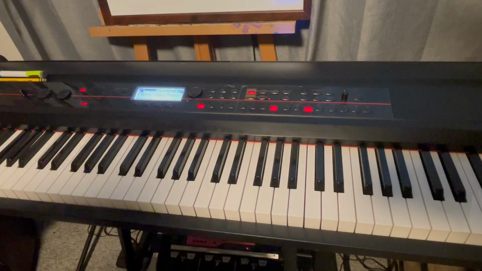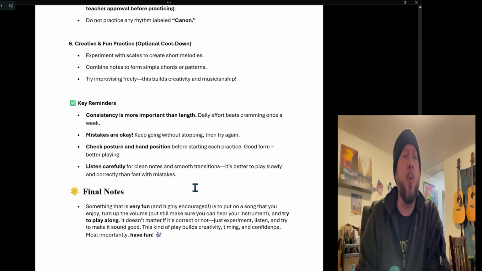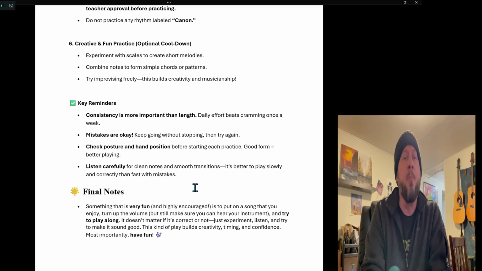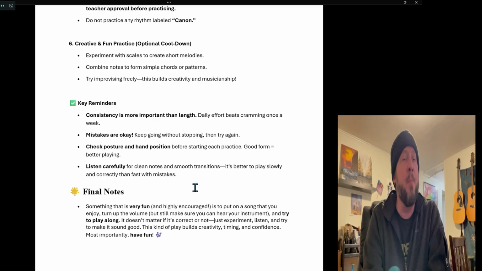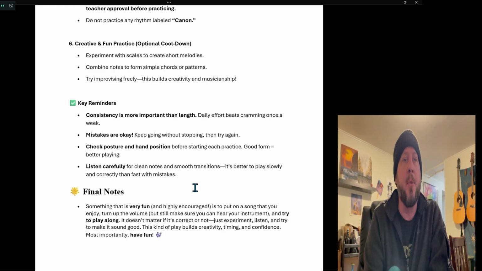All right, and then just some key reminders here. Consistency is more important than length. So doing it more daily is going to help out instead of cramming it in only once in the week. Now, mistakes are okay as well. Just keep going without stopping and then try again, right? Don't get frustrated if you're making mistakes. That's a part of the learning process.